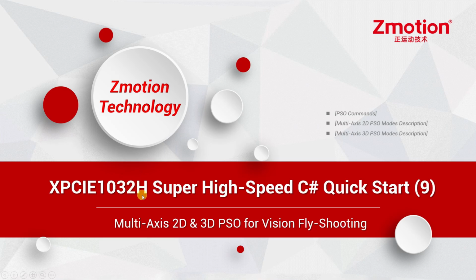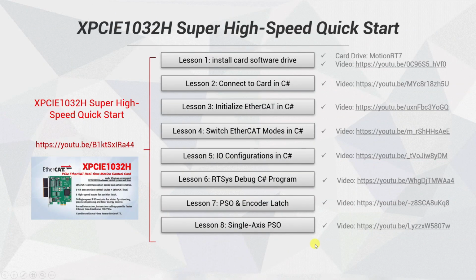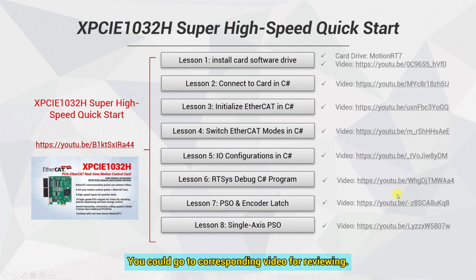XPCIE1032H EtherCAT Super High-Speed Real-Time Motion Control Card knowledge continues. XPCIE1032H supports 1D, 2D or 3D PSO. Single-axis PSO was already covered. Today, more deeply, how to compare 2D and 3D positions. Also, former lessons can be referred to. You could go to the corresponding videos for reviewing.